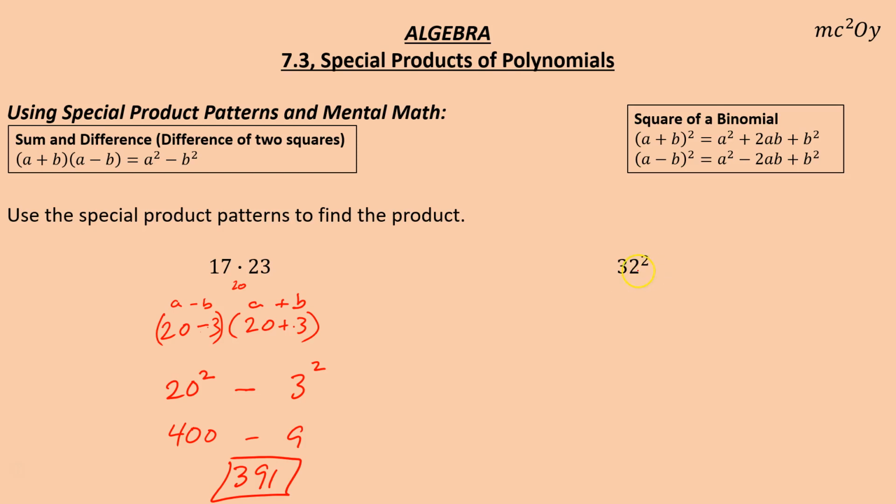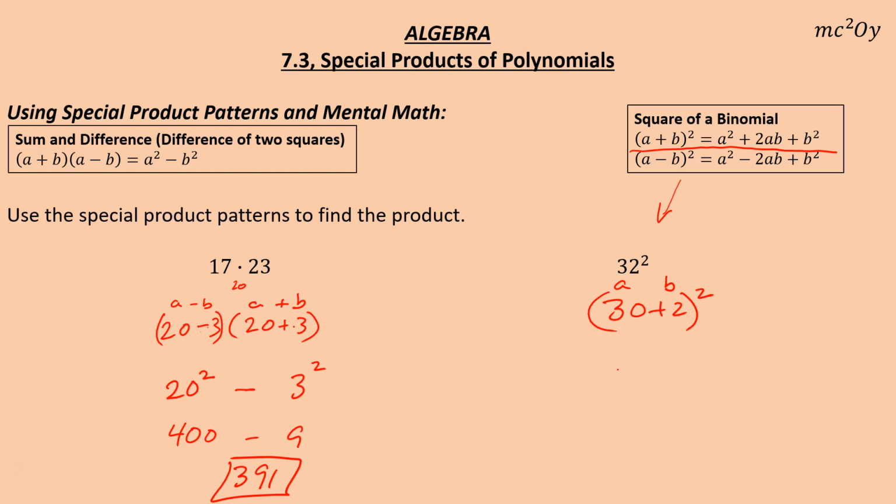And you can do the same thing with using your square of a binomial. Notice this is 32 squared, but it can be written as 30 plus 2 squared. So you find numbers that are easy to use. 20 was easy to use, 3 was easy to use, 30 is easy to use, and 2 is easy to use. So think of multiples of 10, 10, 20, 30, and so on. Okay? So 30 plus 2 squared. Well, that's just this pattern right here. So here's A, here's B.